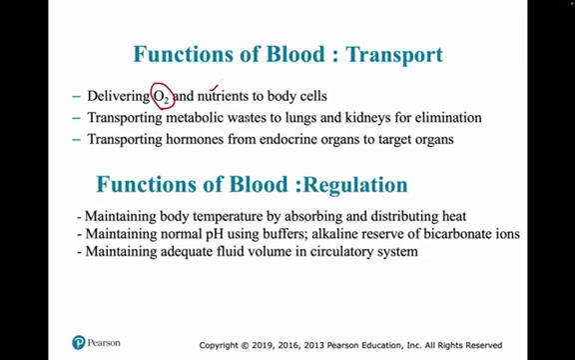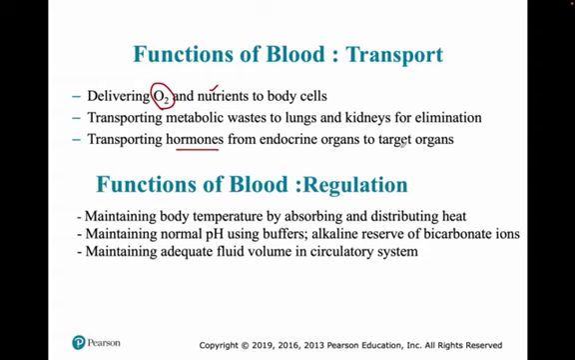It transports the metabolic wastes to lungs and kidneys for elimination. Anything that we don't need is eliminated through kidneys and then lungs. Lungs, though, mainly eliminate carbon dioxide. And then, of course, as we spoke about, it transports hormones from endocrine organs to the target organs. Remember, all the hormones that we spoke about are transported with blood.